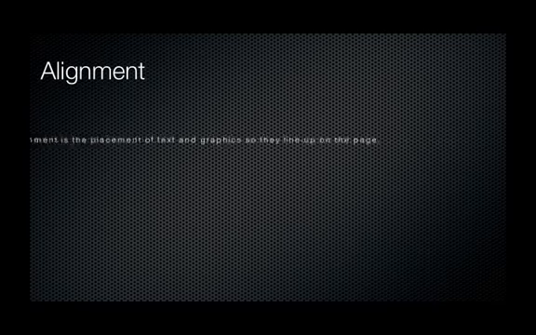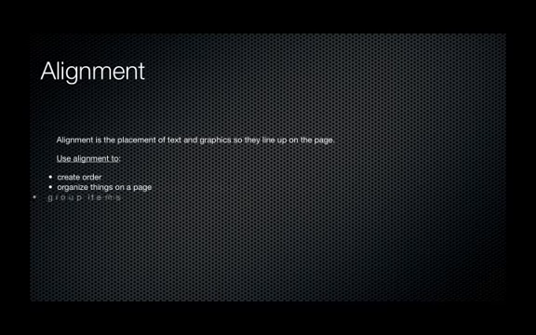The next principle we will look at is alignment. And this one's pretty basic. Alignment is the placement of text and or graphics so they line up on the page. We use alignment to create order, to organize things on a page, to group items, and to create visual connections.